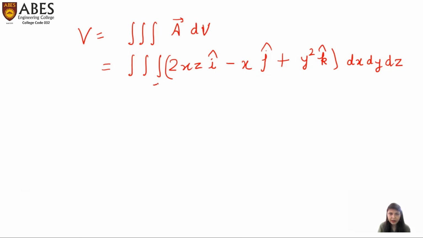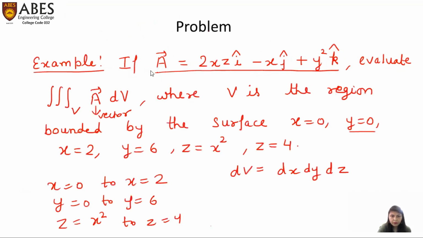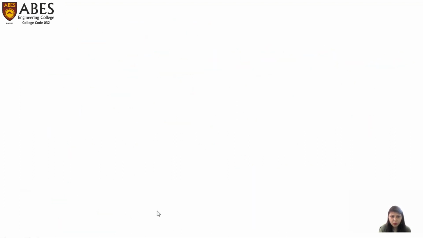The limit of z is x square to 4. We put z into the inner integral. We consider z in the inner integral, x square to 4, and then y varies from 0 to 6.